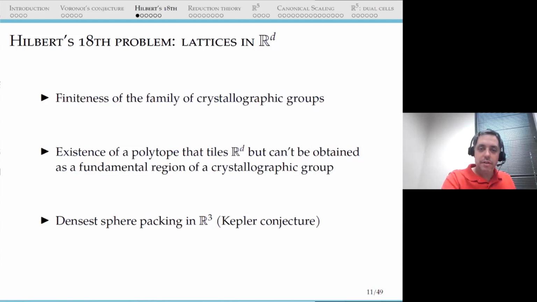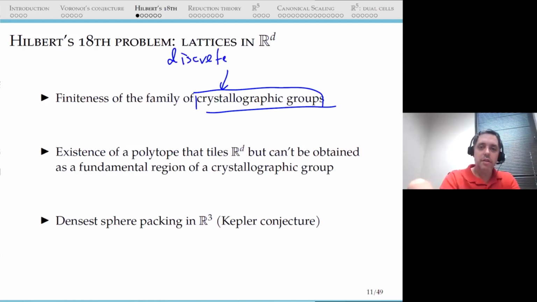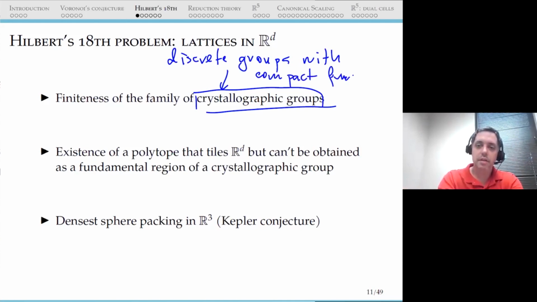So what are crystallographic groups? Those are discrete groups with compact fundamental domain. And compact here, we consider that fundamental domain up to measure 0, so the copies can intersect by intersecting boundary points.